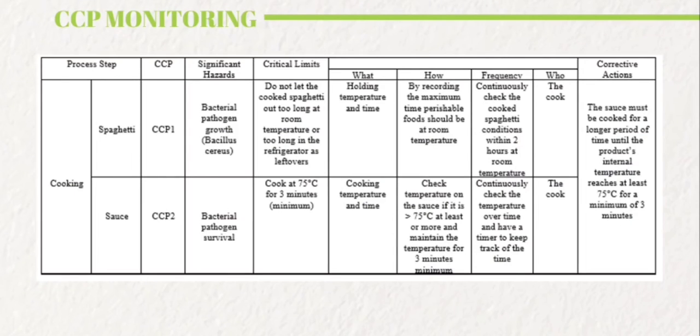In CCP, we have the process step of cooking of spaghetti and sauce. In cooking spaghetti, which is CCP1, the significant hazard is bacterial pathogen growth. So the critical limit is do not let the cooked spaghetti out too long at room temperature or too long in the refrigerator as leftovers. This is the monitoring step, which is holding temperature and time. By recording the monitoring time, perishable foods should be at room temperature.